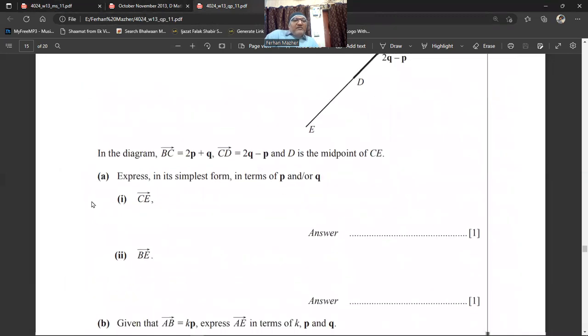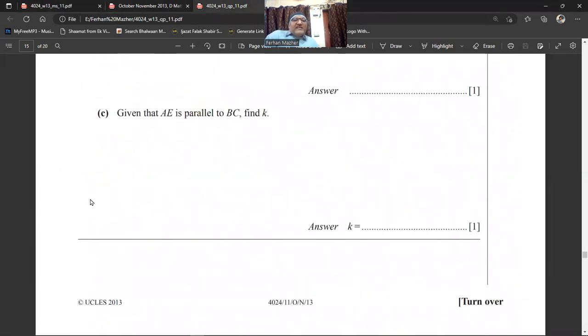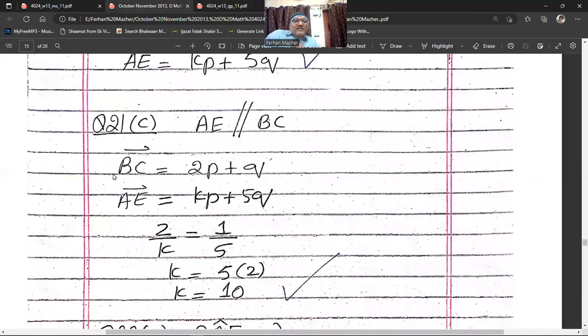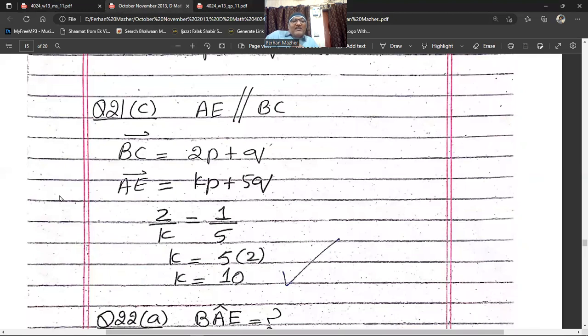Okay, question number 21, C part. Given that AE is parallel to BC, find the value of K. They say AE is parallel to BC. So what is the value of BC? That is 2P plus Q. And what is the value of AE? That is KP plus 5Q.